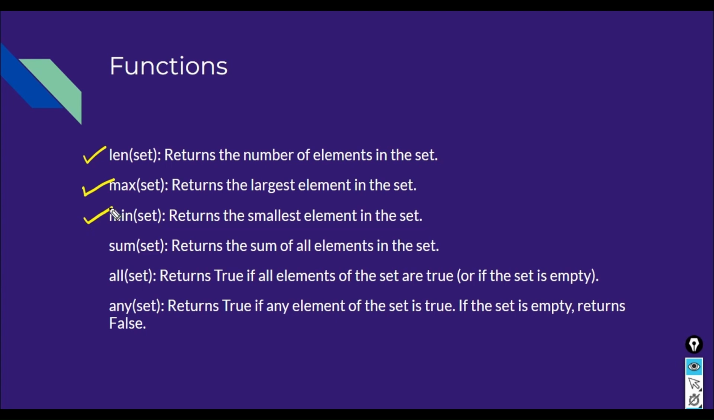Min will give you the minimum, that is the smallest element from the set. Sum returns the sum of all elements in the set. Whenever you are passing a set to this sum function, make sure it contains all numeric data. Then the all function returns true if all elements of the set are true or if the set is empty. Means in these two conditions it will give you true. Then the any function returns true if any element of the set is true, means at least one element should be true, and if the set is empty it returns false. So in this way these are the functions. We will see these functions practically.